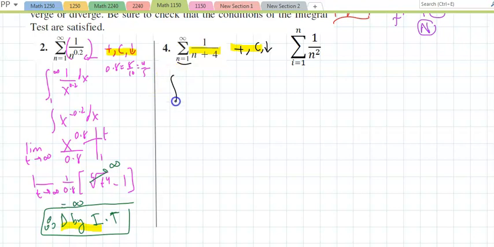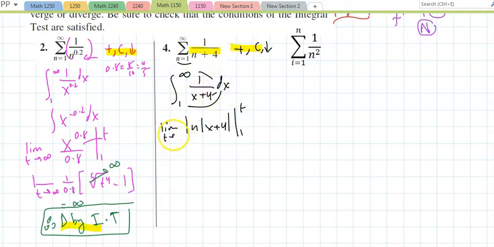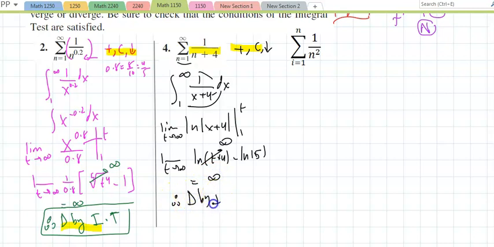And now what? Now I'm going to look at the integral from 1 to infinity of 1 over x plus 4 dx. That is the natural log of x plus 4. No need for absolute value, because on this interval, this is always positive. Limit as t approaches infinity, isn't that natural log of t plus 4 minus natural log of 5? As t approaches infinity, this will approach infinity, so that would be infinity, therefore diverges by the integral test. If you say converge, you have to tell me by what? If you say diverge, you have to tell me by what?